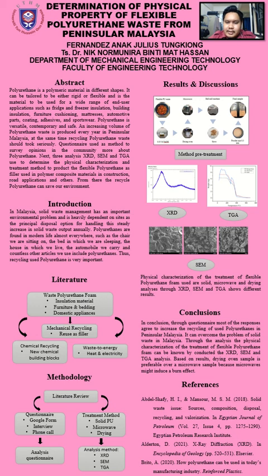So next is TGA, and for the TGA you can see here this is the graph with mg against temperature in degrees. There are three samples. You can see the blue one is PU solid, the red one is microwave, the black one is drying oven. So you can see the difference between them here from the TGA analysis.